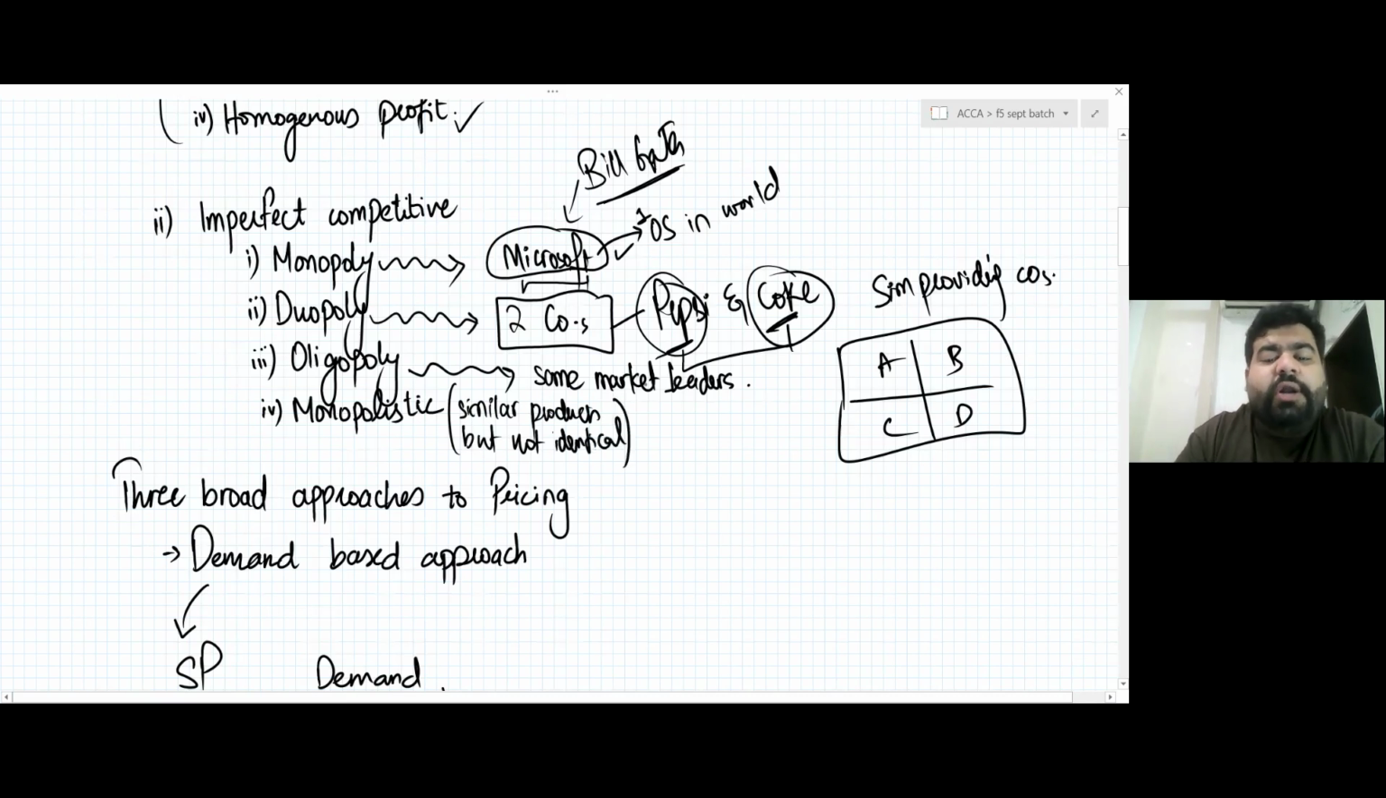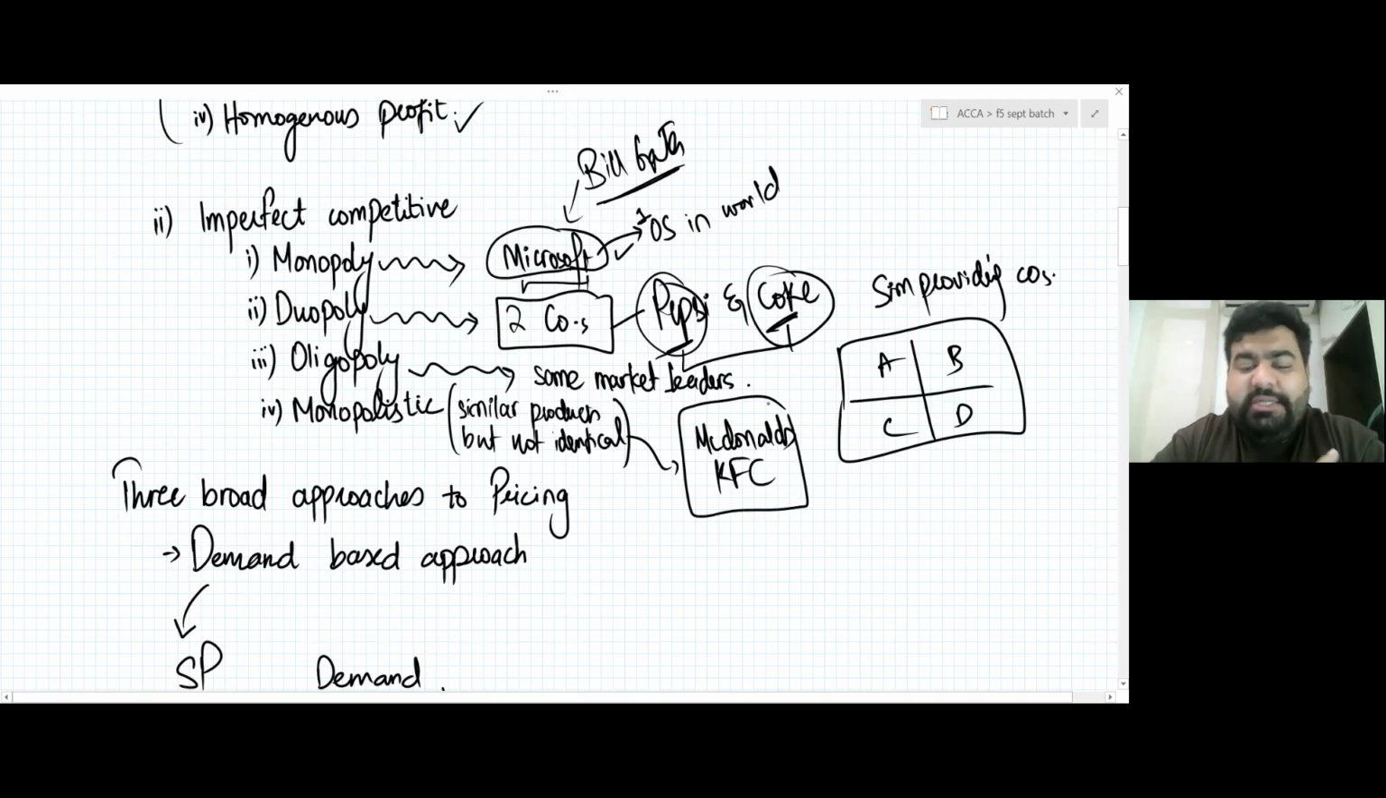Similar products but not identical. I can give you the example of McDonald's or KFC. Now, these are two big market leaders. They are selling similar products like burgers, soft drinks, chicken pieces, and like that. Different products are being sold by both of them. Their products are similar, like burgers, but their products are not identical.